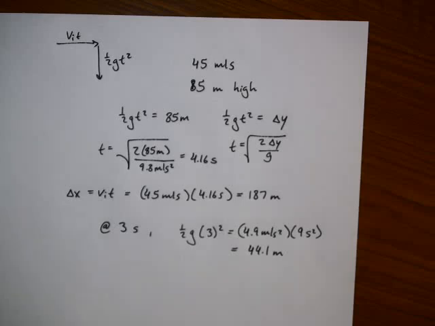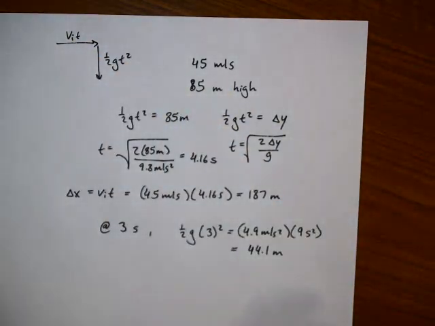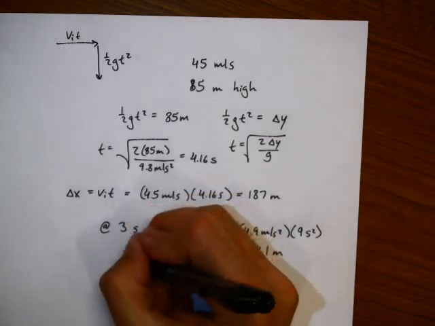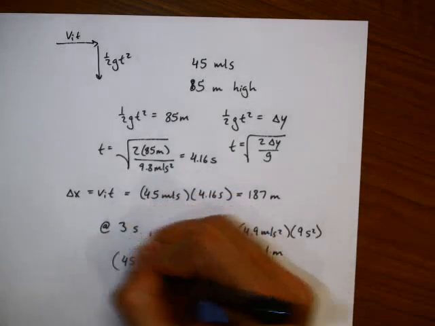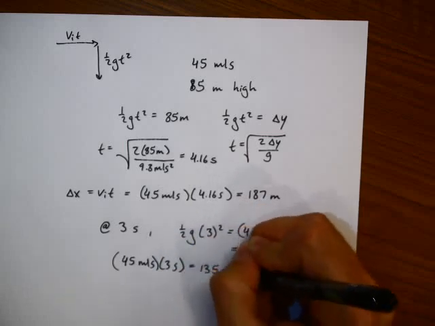What's its horizontal displacement at that time? It goes back to this picture. It goes 45 meters per second forward with every second. So it would just be 45 meters per second times 3 seconds for 135 meters.